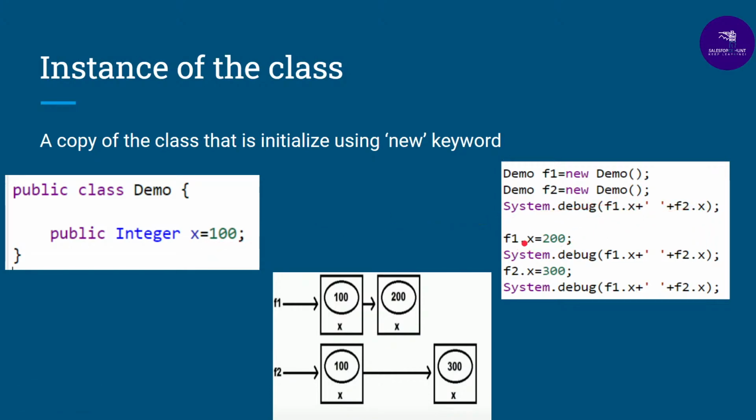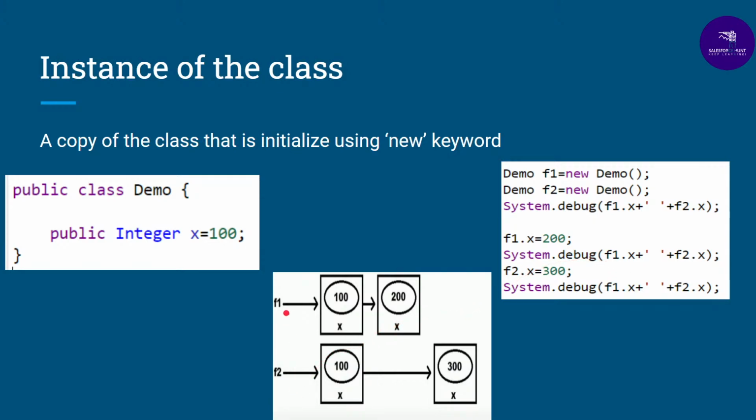If you want to change something, let's say to 200, f1.x equal to 200. Now you can see f1.x has the value 200, right? And f2.x is equal to the value you already defined in x. That is the meaning of this line. Now f2.x equal to 300. Now you can see the new values, 200 and 300 here. So based on your need, you can do that.